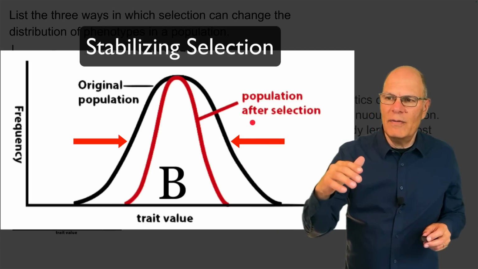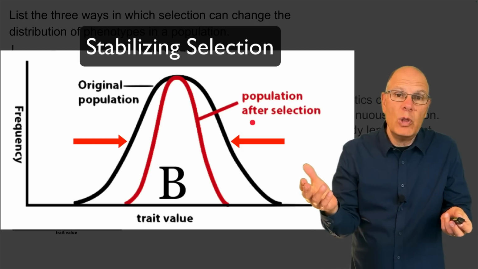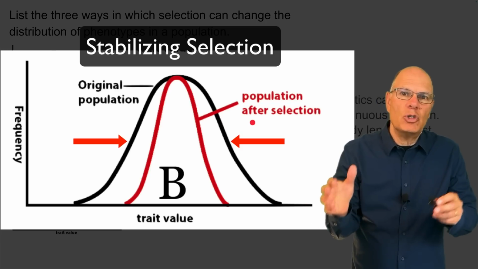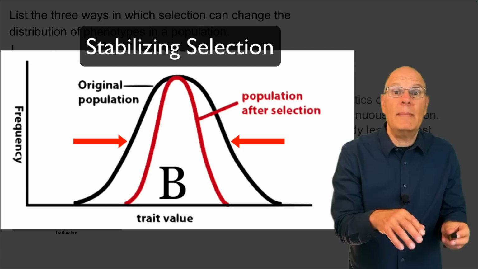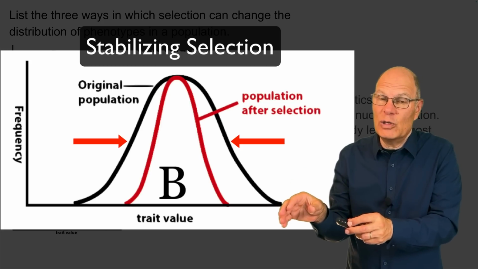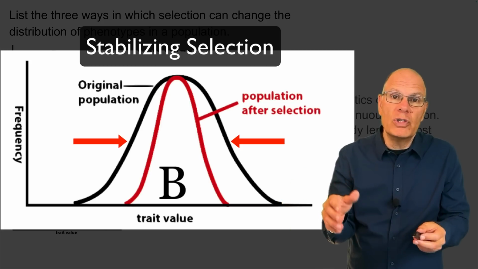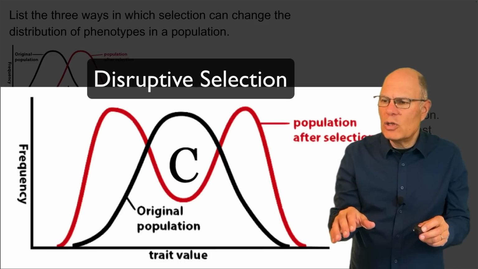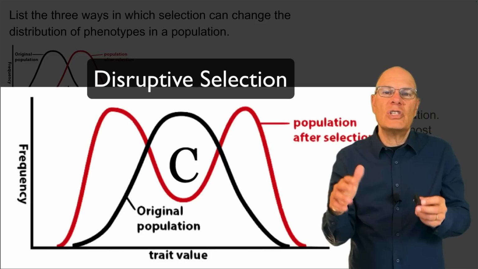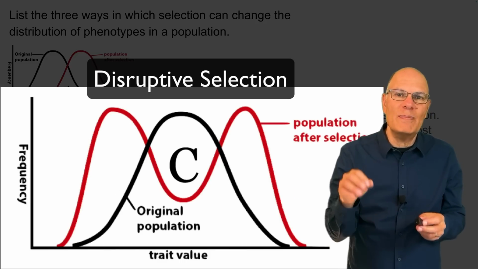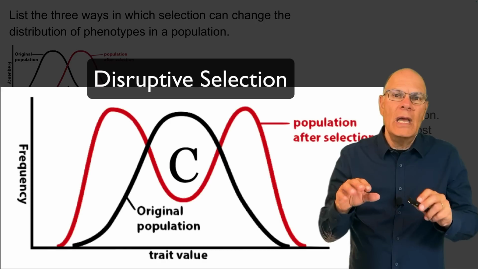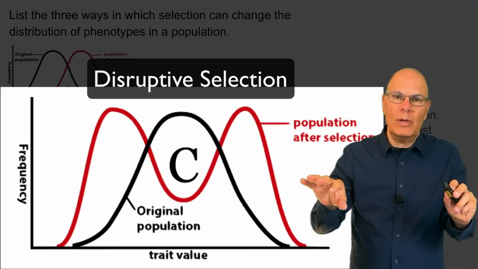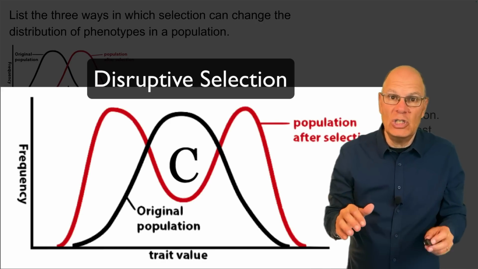An example of stabilizing selection is birth weight in babies. Babies that are too small have lower survival. Babies that are too big have lower survival. The babies who survive most are the ones who are of average size. The third type is called disruptive selection. If you can imagine a scenario where the average phenotype is maladaptive, then there'd be selection for the two extremes. It would kind of split the population into two.